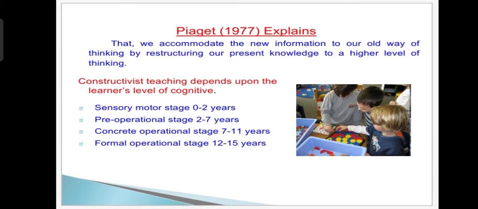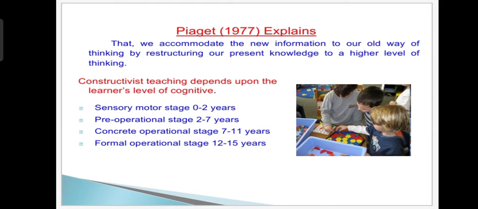Let's proceed to Piaget. Piaget in 1977 explained that we accommodate the new information to our old way of thinking by restructuring our present knowledge to a higher level of thinking. Jean Piaget studied the theory of cognitive development. His theory provided many central concepts in the field of developmental psychology and concerned the growth of intelligence.